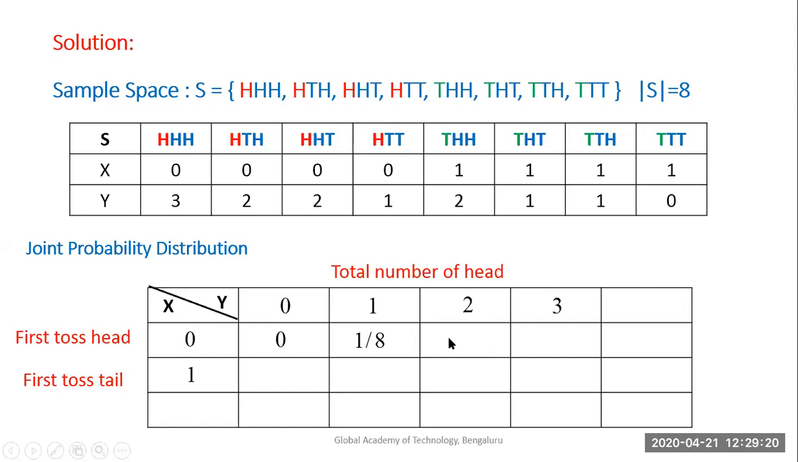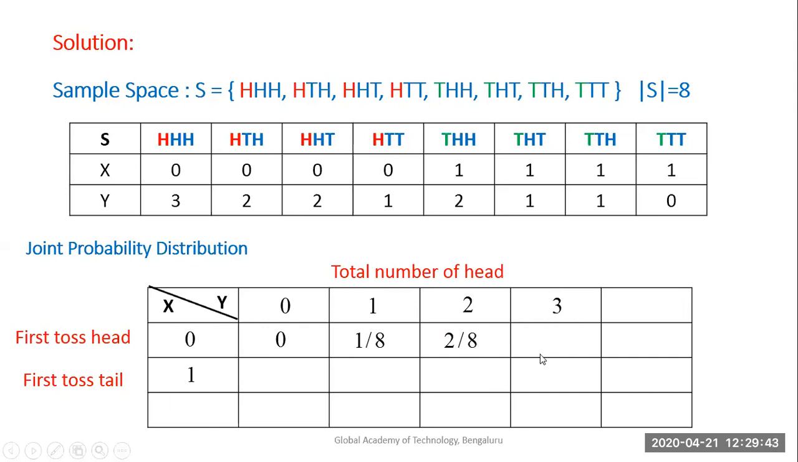So next, the value in this cell represents the first toss is head and the number of heads is 2. So first toss is head and number of heads is 2 means we should have H, T, H or H, H, T. So there are only 2 possibilities, X0, Y2. So this probability is 2 divided by 8.